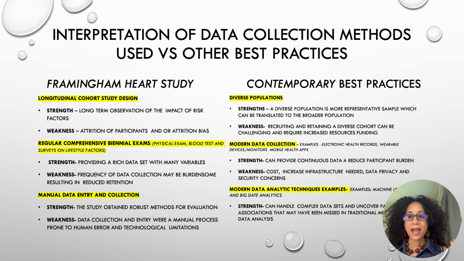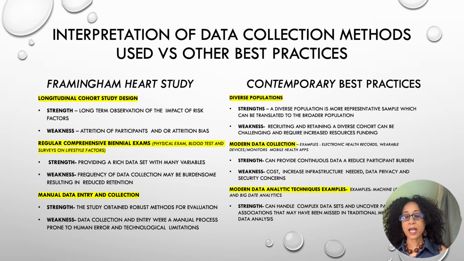So going back to the Framingham, the data collection method was regular comprehensive biannual exams, which included, as we know, a physical exam, right? Multiple blood tests, including cholesterol and blood glucose. Also, they conducted surveys every time at the meeting to get an idea of their lifestyle. There was a strength in this because it provided a very rich data set with many variables that, as I spoke about in the previous slides, they were able to extrapolate from and find out that certain things were risk factors for the development of coronary heart disease. There was a weakness in this because the frequency, them having to come twice a year, may be a little burdensome to some people. And, of course, that reduces retention.